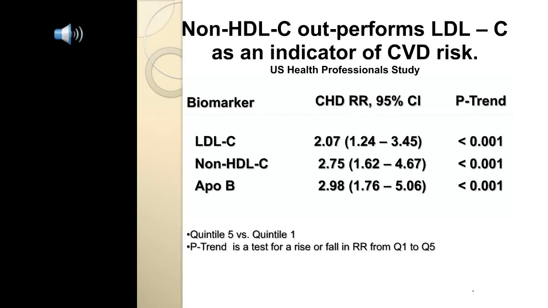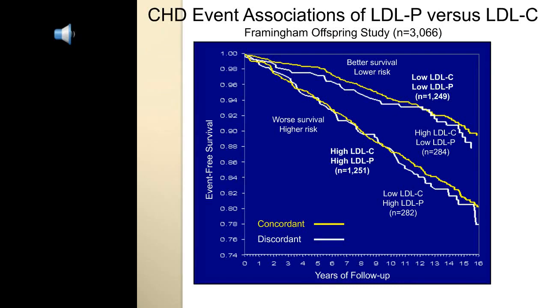And we see this again in assessment of risk, in this case from the US Health Professional Study. We see that the hazard ratio, the risk ratio, was greater for non-HDL cholesterol and for ApoB than it was for LDL cholesterol. And in prospective studies from the Framingham Offspring study, we can again get an indication of the superiority of particle number in comparison to LDL cholesterol.